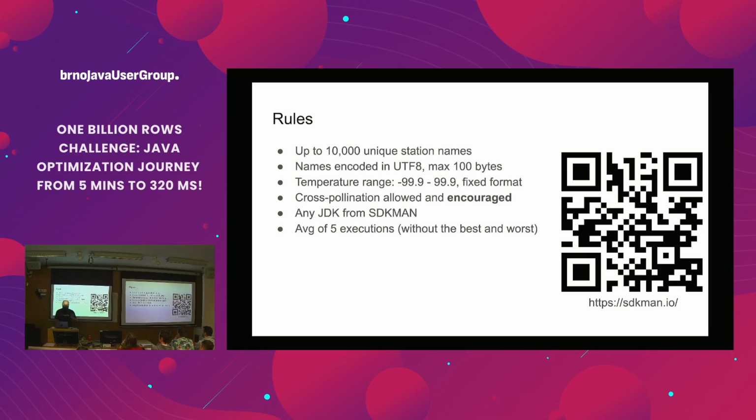There's a restriction on the temperature range. It's a fixed format, between minus 99.9 and plus 99.9, and there is always a decimal point that you can rely on. You do not have to do any kind of validation. You can assume that the format is exactly as specified. It means you don't need to validate that a temperature is outside of this range, or that there is not a digit at all, but some mumbo jumbo. You can take for granted that the input file is well formed.